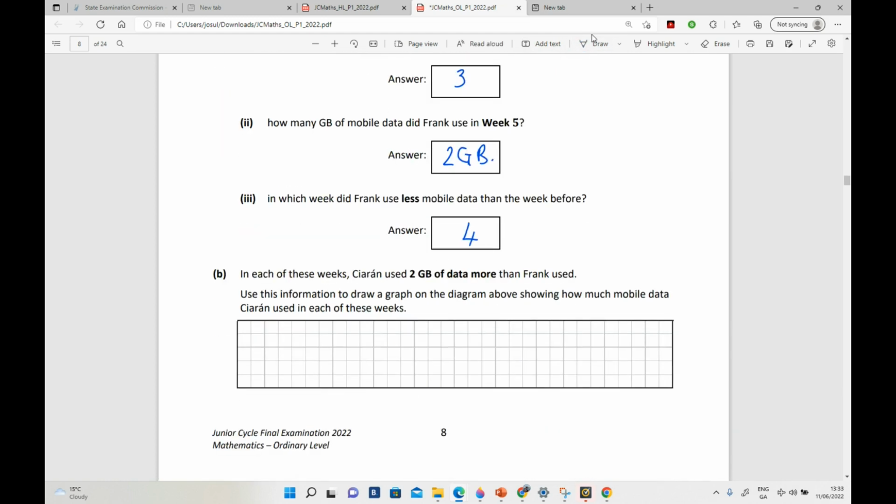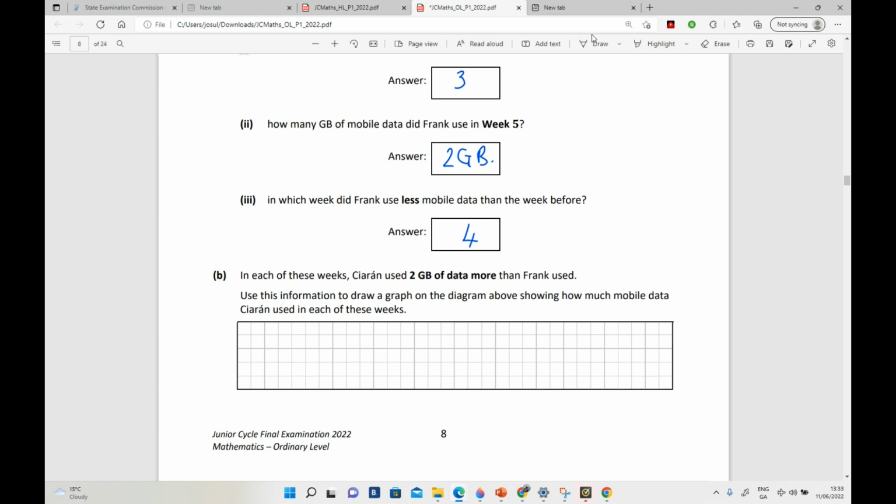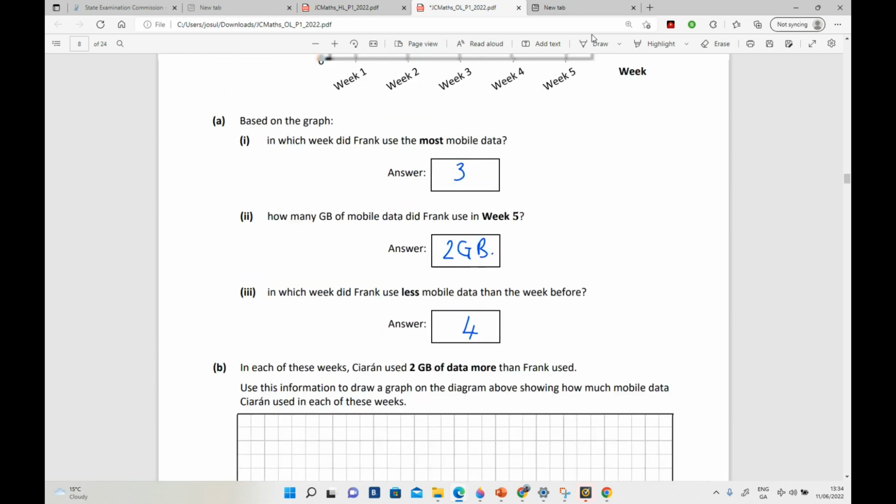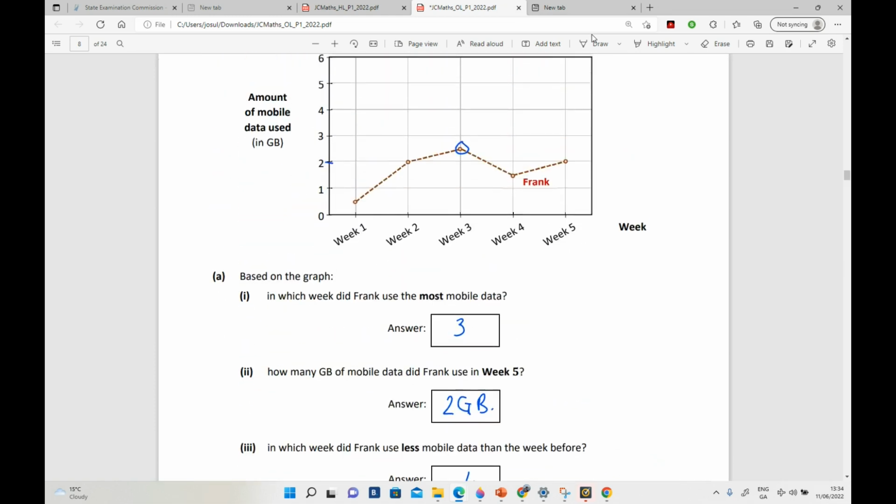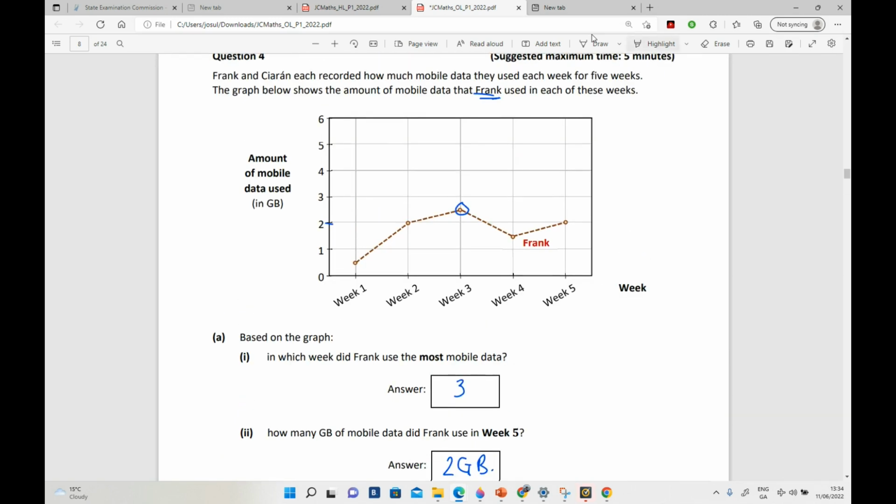Okay, now in each of these weeks, Kieran used 2 gigabytes more than Frank used. So that means for each of the 5 weeks, if Frank used 1, Kieran used 3, and so on. Use this information to draw a graph and show Kieran's. So I won't draw the graph, I'll simply plot it on this one.